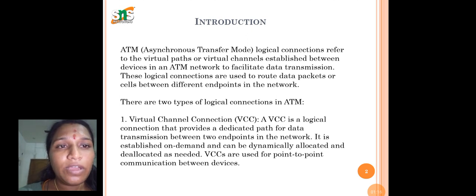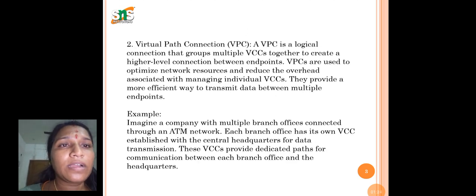You know what communication is, right? That some data should be passed from one place to another place. Here a virtual path connection is nothing but a group of multiple virtual connections that create higher level groups between the endpoints. So you know higher level connections, right? And these virtual paths optimize the network resources and reduce the overhead associated with managing individual connections, and each piece of data is efficiently transmitted between multiple points.